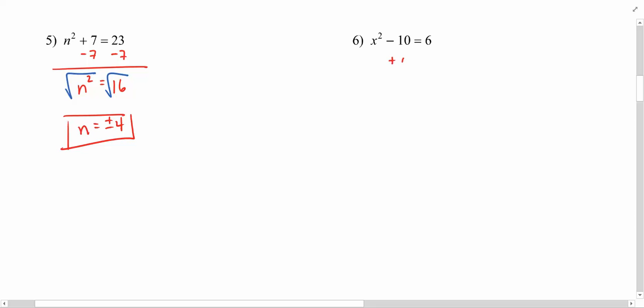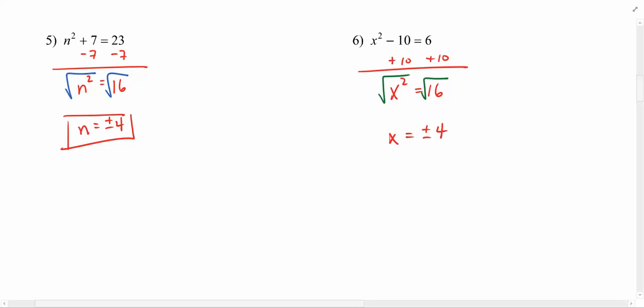On the right side, we can add 10 to both sides of the equation. This leaves us with x squared equals 16. Therefore, x is equal to a positive and negative 4 after we introduce our square root symbols.